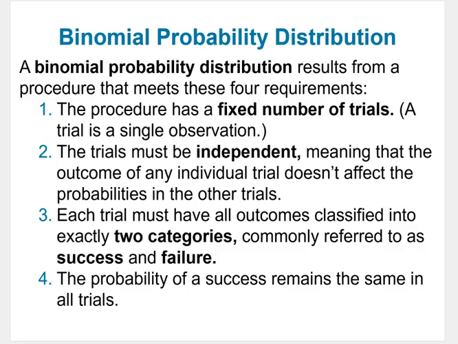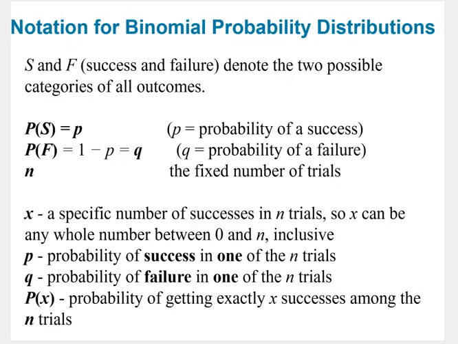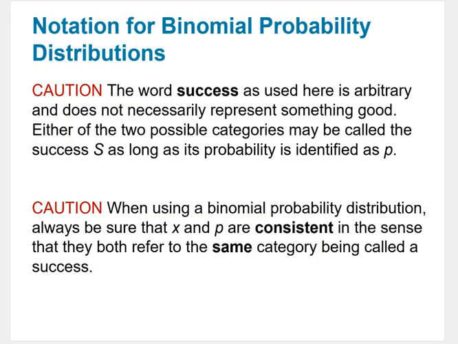So, a little bit of notation for this section. The probability of a success, we're going to call little p. The probability of a failure, we're going to call little q, and that's just 1 minus p. N is that fixed number of trials. So our x is still going to be the specified number of successes: 0 successes, 1 success, 2 successes. And the P of x is still going to be the probability of getting exactly x many successes amongst those trials.